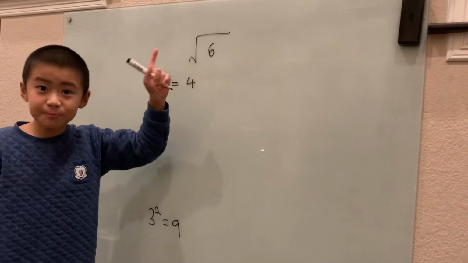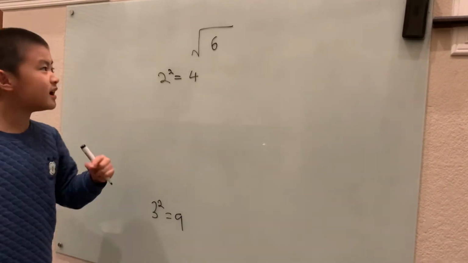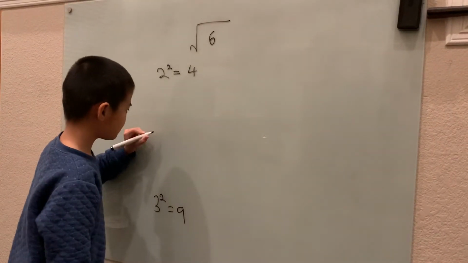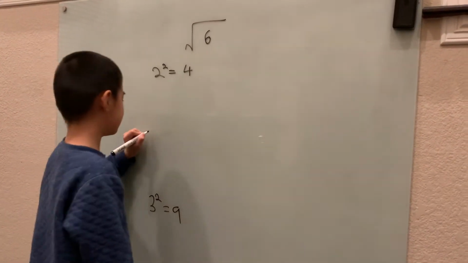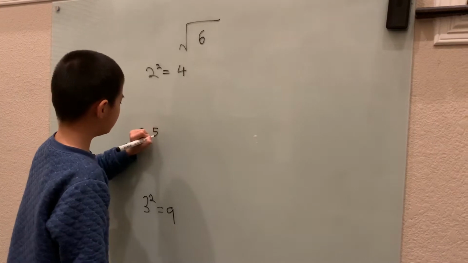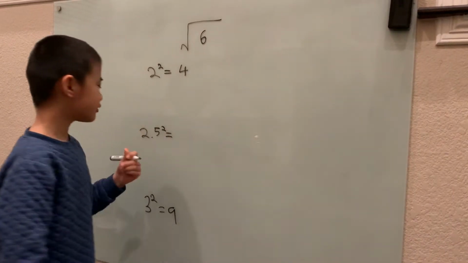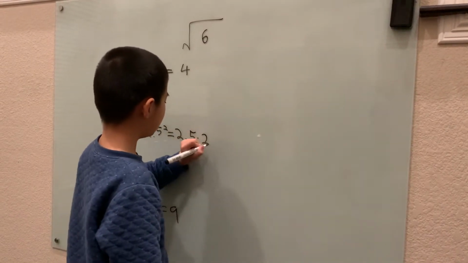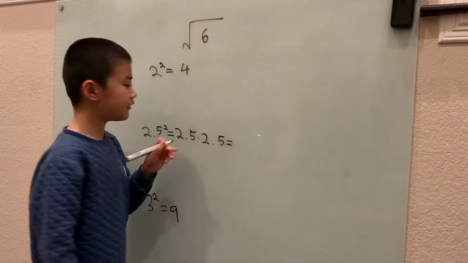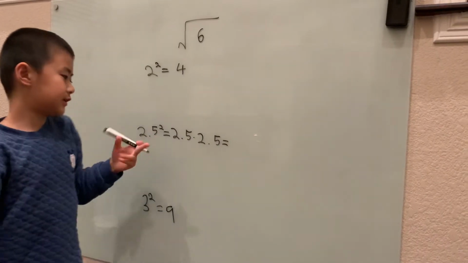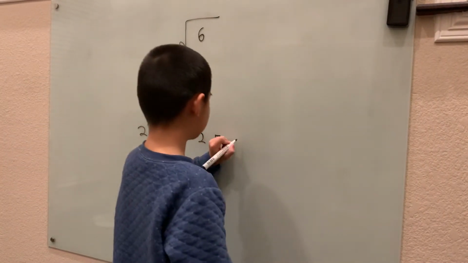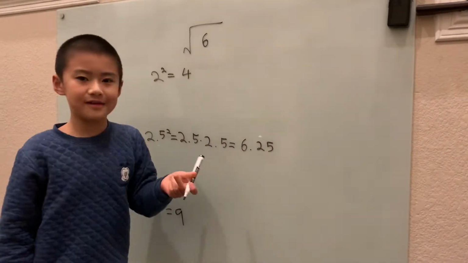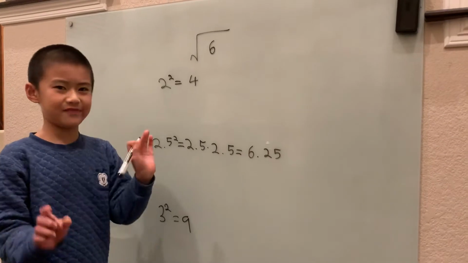But hey, there are numbers between 2 and 3. How about we try 2.5? I'm gonna put 2.5 in the middle. 2.5 squared is just 2.5 times 2.5, and 25 times 25 is 625, and then 2 digits after the decimal point is 6.25. Now we're closer, but we're still not there.